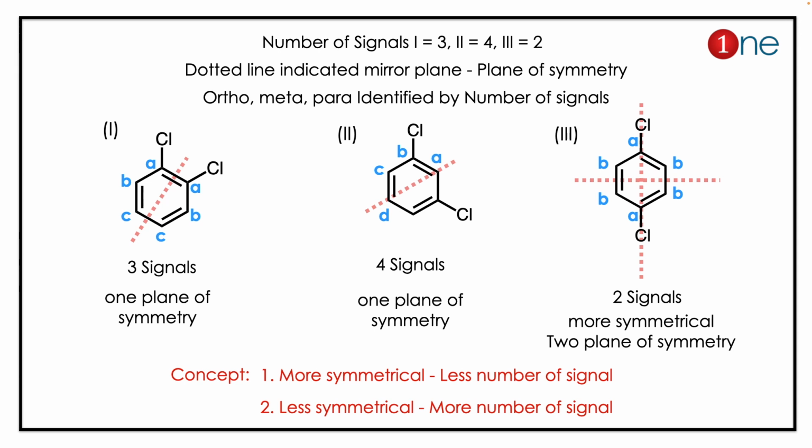Why is the question important? Because based on the number of signals itself, we can identify ortho, meta and para without any need of detailed analysis. Let us analyze why it produces it.